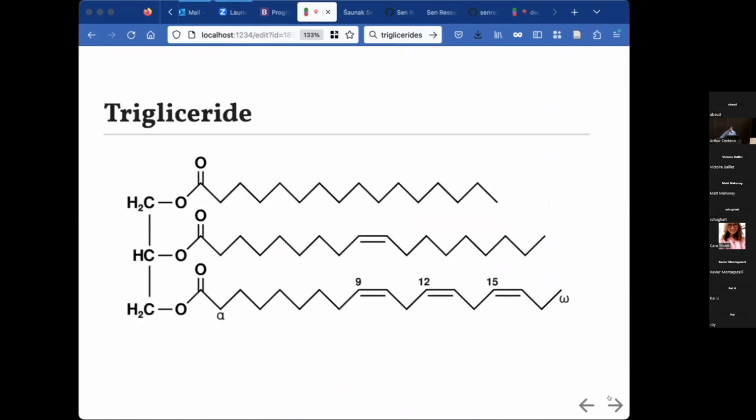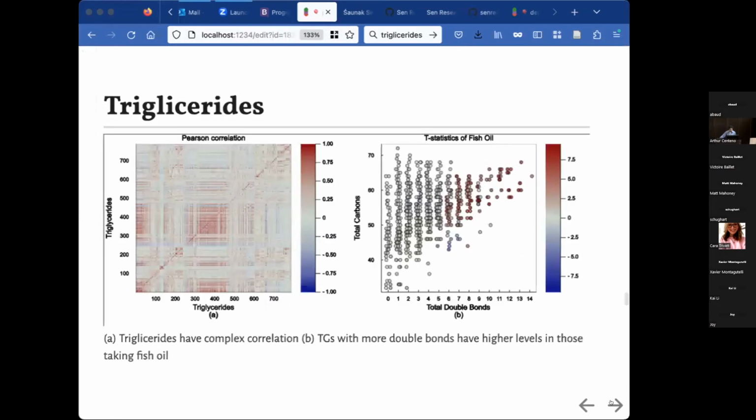So that's the gist of it. And so here is a triglyceride. You have a glycerol backbone, three fatty acids, and then you can have 0 to whatever number of double bonds, indicating the degree of saturation. So I'll show you what kind of thing it can do.